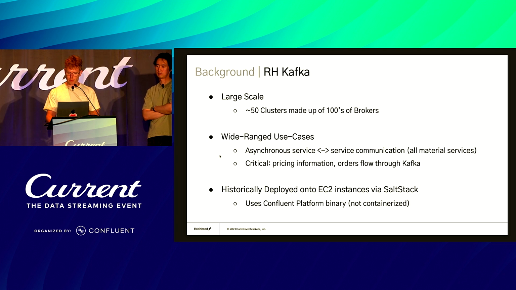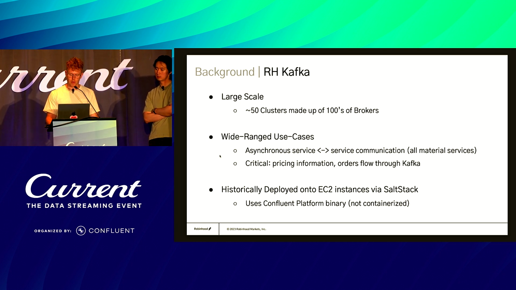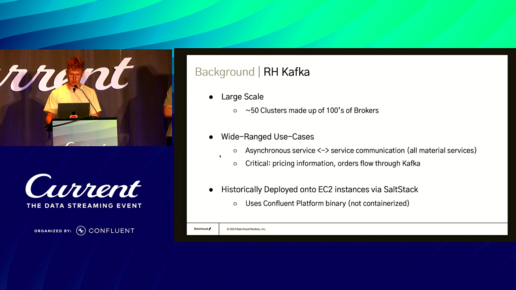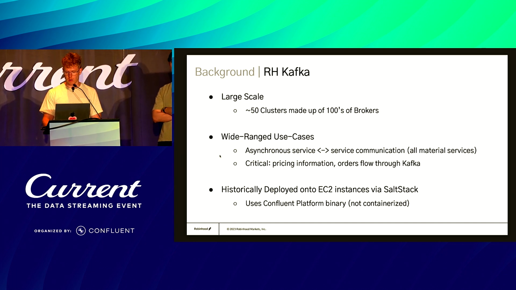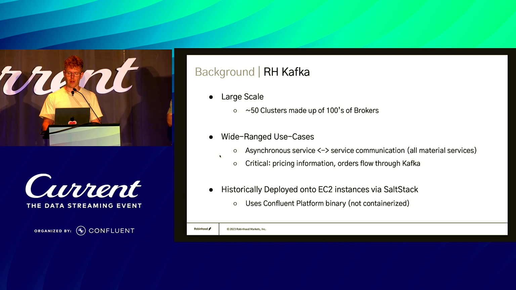just a little primer on Kafka at Robinhood. We have pretty large-scale deployments. We've got about 50 clusters now. We've got hundreds of brokers across many different use cases. So it's used very widely just for asynchronous communication between microservices. And we also have some pretty critical use cases, such as things like pricing information for equities. That's very latency sensitive, and things like order flows.